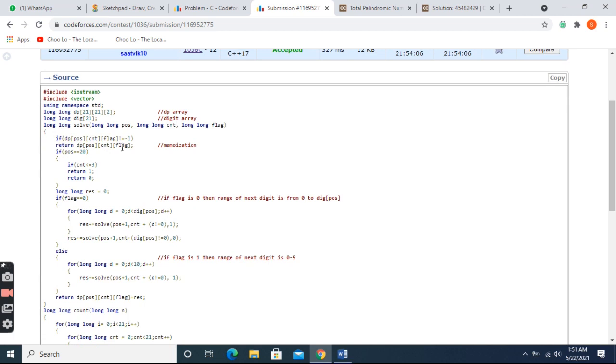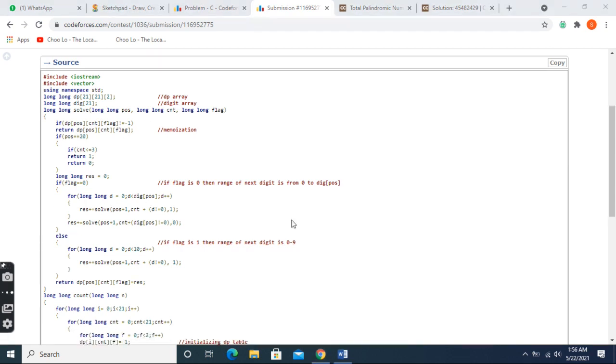So if this dp value is not -1, then I'll just return this dp value. My base case is when I reach the end of my digit array and my number is fully formed. So at that point, if my count of non-zero digits is less than or equal to 3, then I return 1 because then this number is classy. Else I return 0 because this number is not classy. And if I'm not at the end of the digit array, which means that I still have positions to fill, so I still have transitions to make.